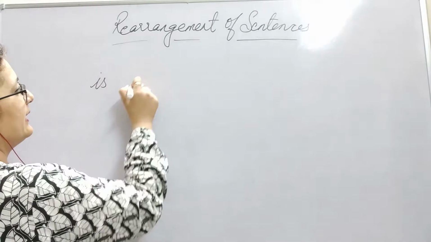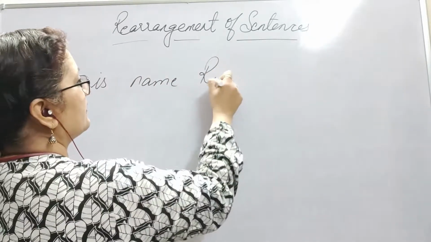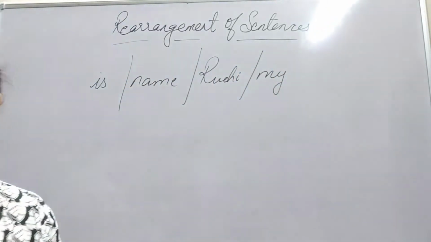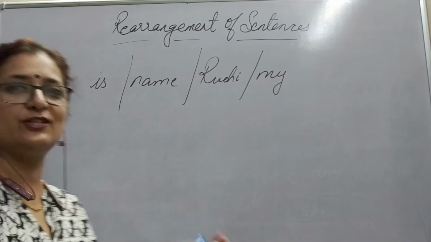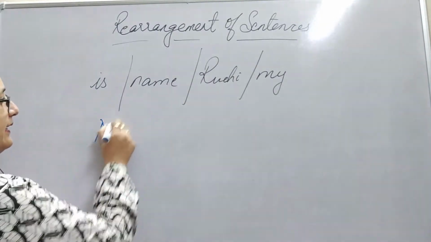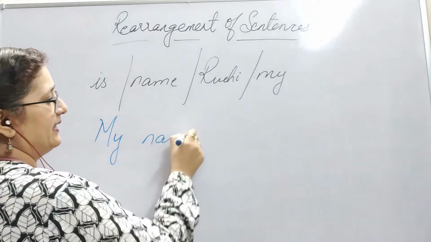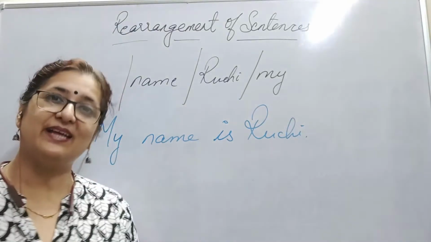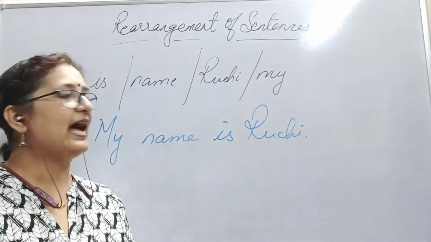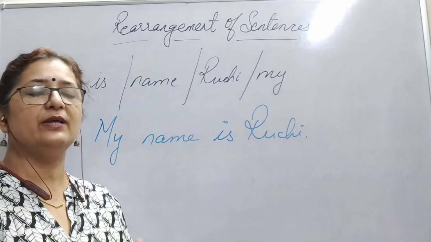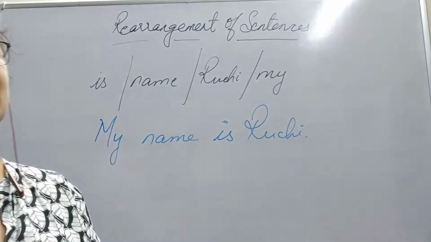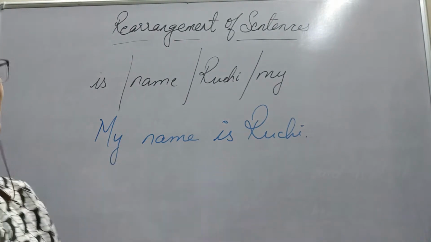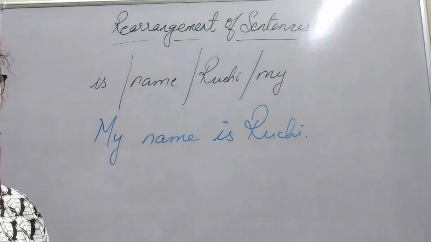Is, name, Ruchi, my. These are the few clue words which are given and you have to arrange them into a proper sentence. My name is Ruchi. That's the simple game. You have certain words given together and you have to rearrange them into a perfect, grammatically correct sentence. This is one good complete sentence: My name is Ruchi, with a capital letter and a full stop in the end.